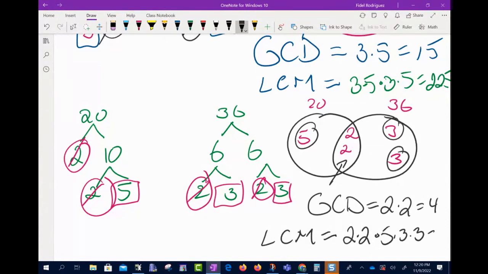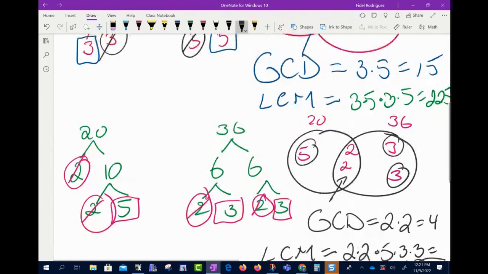5 and 3 and 3. So let's see, that's 4. 4 times 5 is 20. 20 times 3 is 60. 60 times 3 is 180. Okay. Does that make sense on how I'm going about doing this problem? Yeah? Okay, so look, let's go ahead and finish it off.